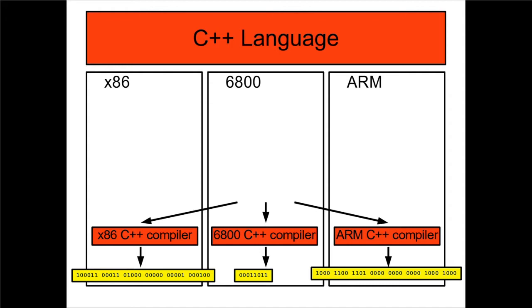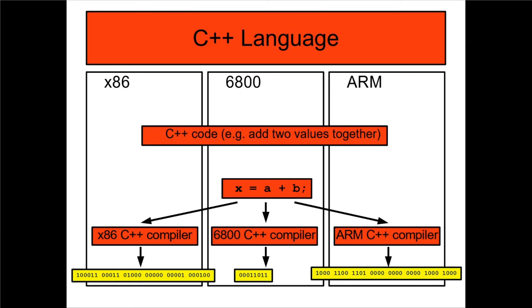So we have the C++ language. In C++, we can write a program, and using different compilers, we can have the program run on different hardware platforms. So for example, to use the previous example, if we want to add two numbers together, that code in C++ looks the same, but we use different compilers to get different machine code output from the compiler to run on different hardware platforms.